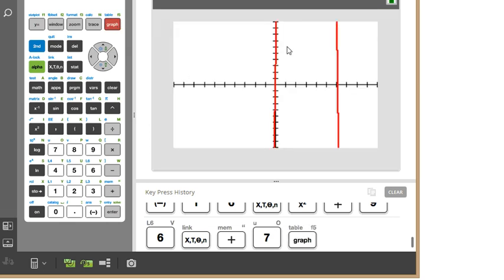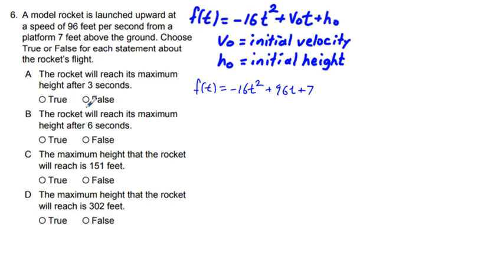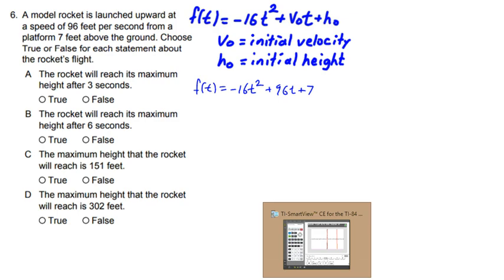You may have a hard time seeing that. What happens? We're launching up into the air, and if we check our possibilities in the answers, we say, okay, maximum value after 3 seconds or maximum value after 6 seconds. So if we look at that for domain, that would be helpful. And then we have the maximum height of the rocket being 151 feet and the maximum height being 302 feet. So we can use those possibilities to set our windows.